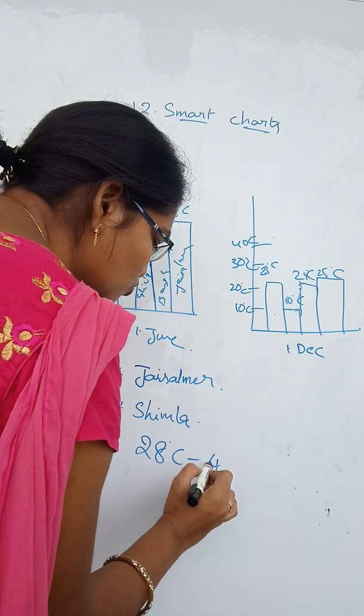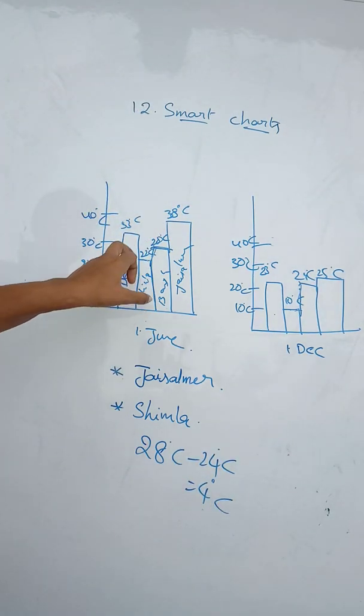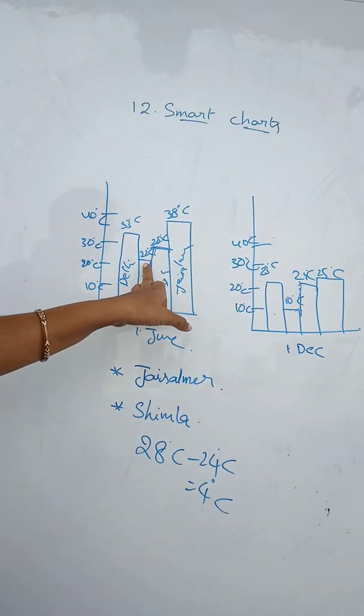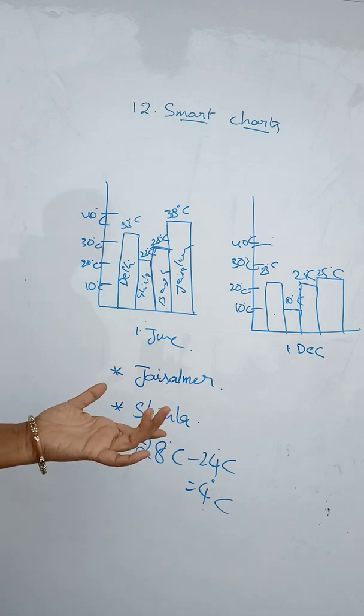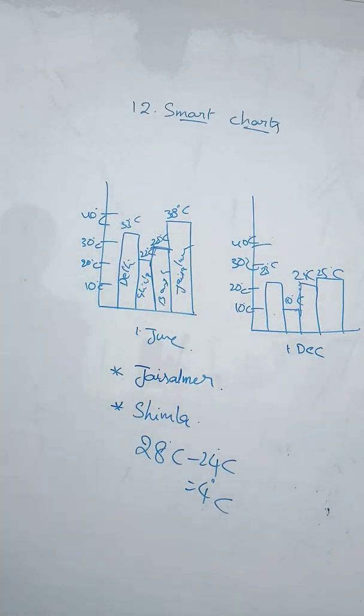28 degrees minus 24 degrees, 4 degrees only. The remaining: 33 and 23, 10 difference. 22 and 10 degrees, 12 difference. 38 and 25, 13 degrees difference. Okay, I'll continue the remaining in the next class.